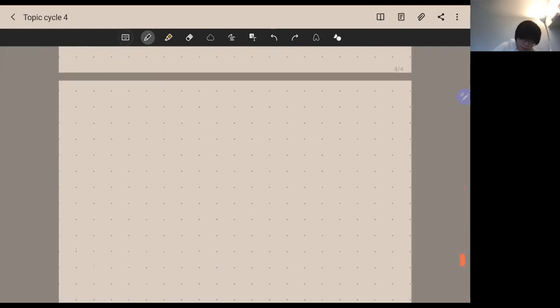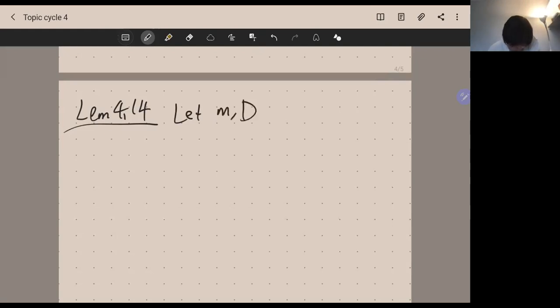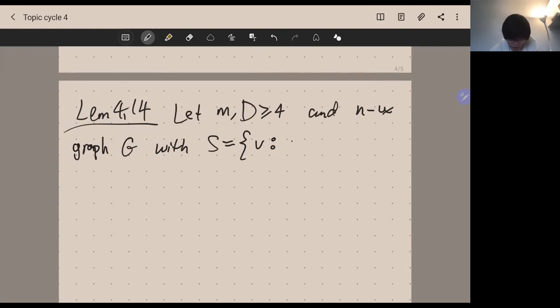So now let's state lemma 4.14. We have some integer D, not so small, 4 is enough. And we have a graph G, an n vertex graph, with S being the set of small degree vertices, meaning its degree is less than D. So capital D is such that if you fall below capital D, you are a small vertex, low degree.